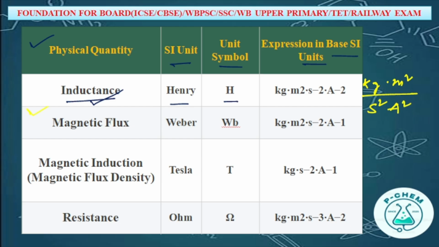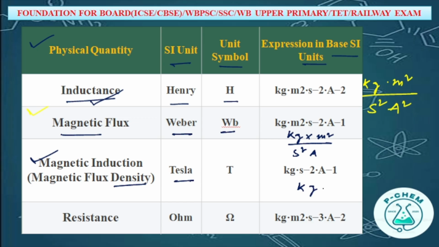Okay. Then comes magnetic flux. Magnetic flux unit is Weber. Symbol is Wb. That can be written as kg into meter square by second square ampere. Magnetic induction, magnetic flux density, is denoted by Tesla.